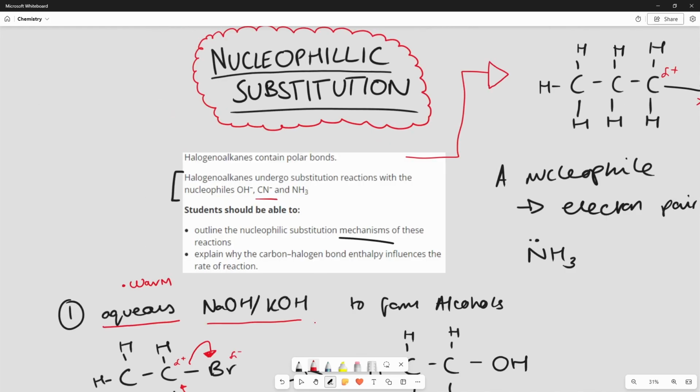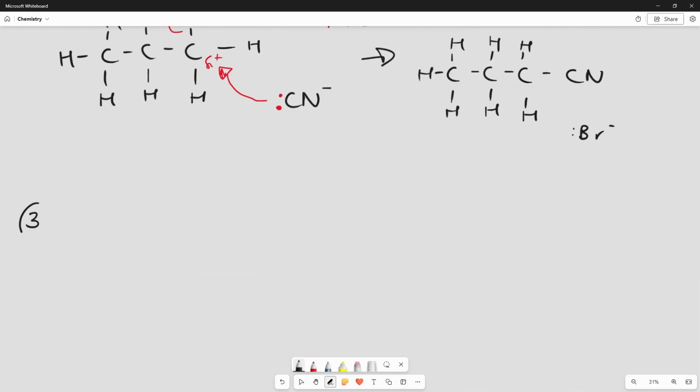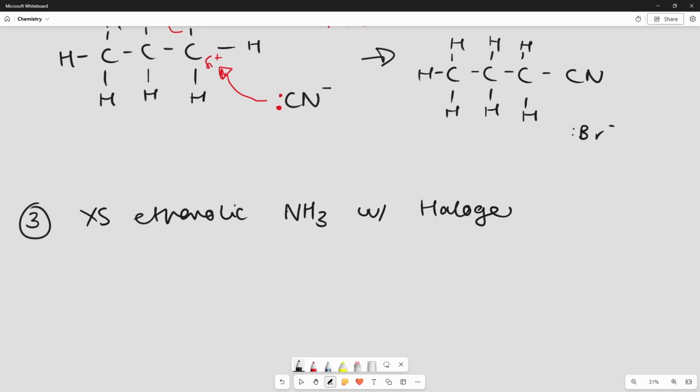Last but not least, it asked us to go through the reaction with ammonia. So when you warm excess ethanolic ammonia with a halogenoalkane, you get a molecule called an amine.